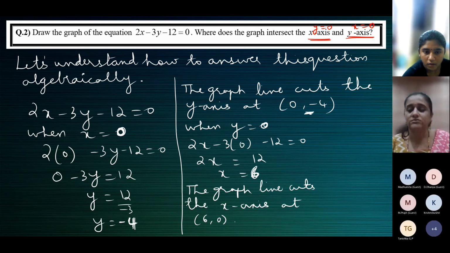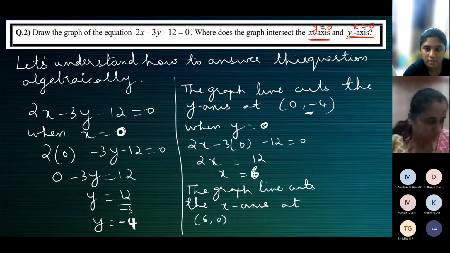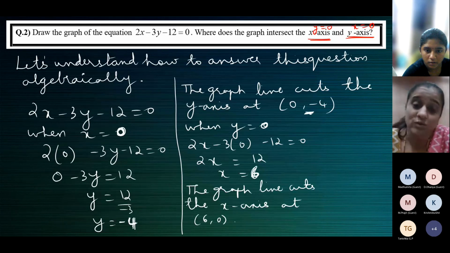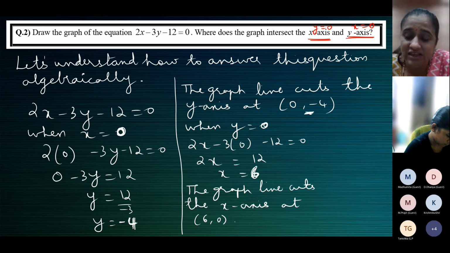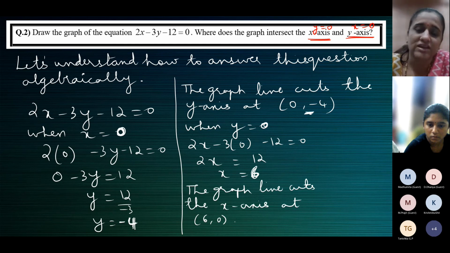Ma'am, should we put the value of y as 0 or any other constant, ma'am? No. Good question. You cannot take any other value for x and y. You have to take x as 0 and y as 0 because we need to find where the graph cuts the x-axis and y-axis. So on the x-axis, y is 0, so you should take y as 0 and find the corresponding value of x. And on the y-axis, x is always 0. I'll show you in the graph. You should not take a different value.